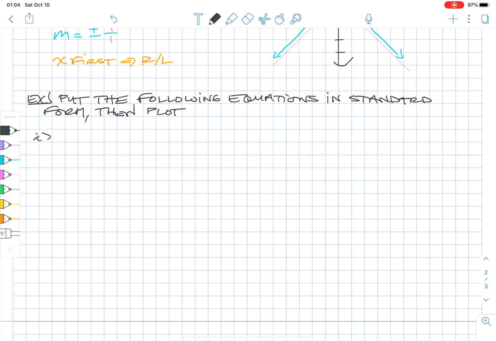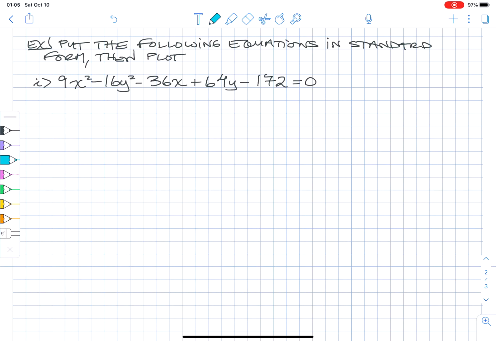Okay, so number 1, let's say we have 9x squared minus 16y squared minus 36x plus 64y minus 172 is equal to 0. Okay, so I'm going to color code. So we have 9x squared minus 16y squared minus 36x plus 64y minus 172 is equal to 0.